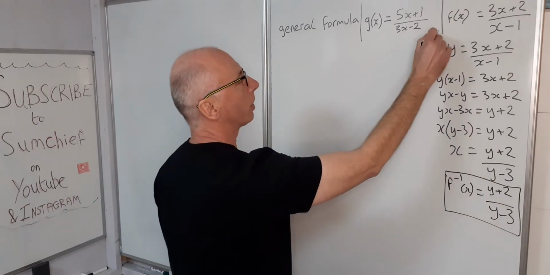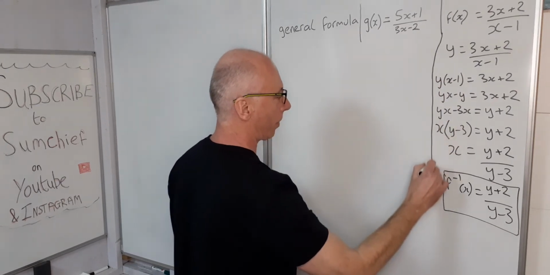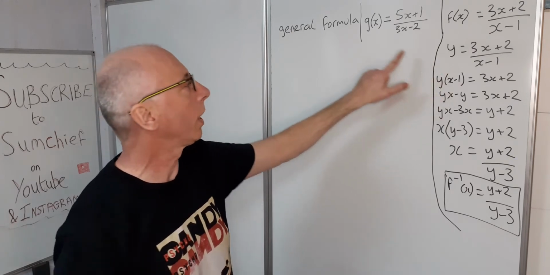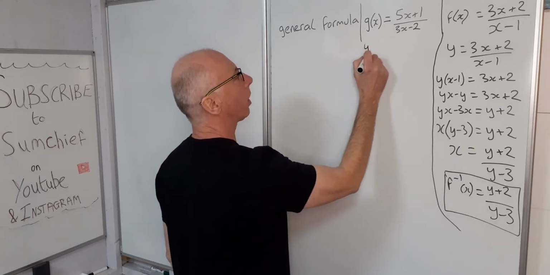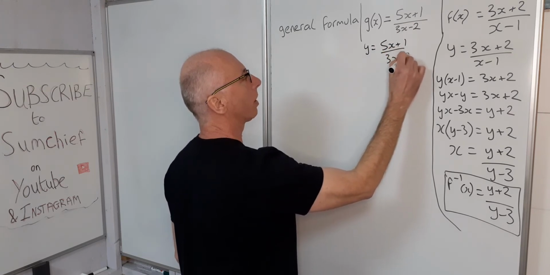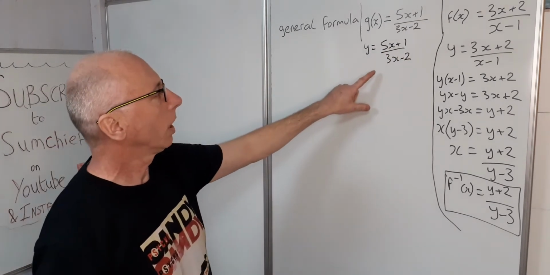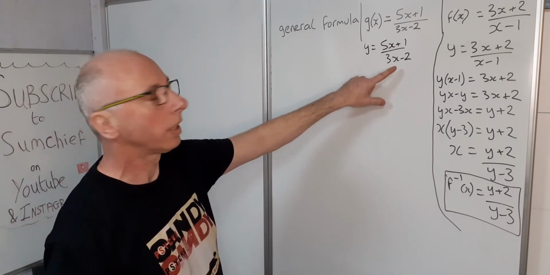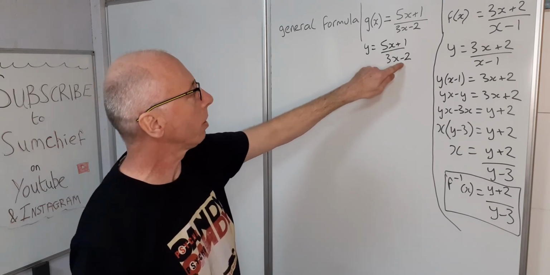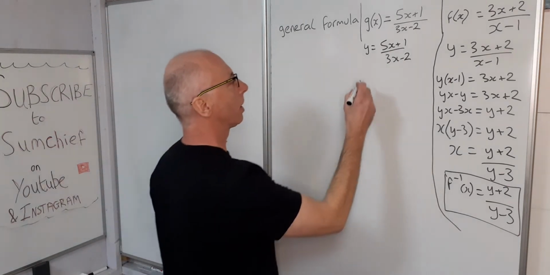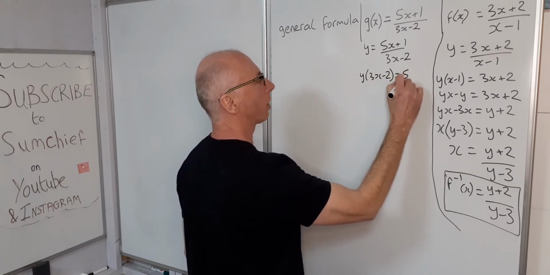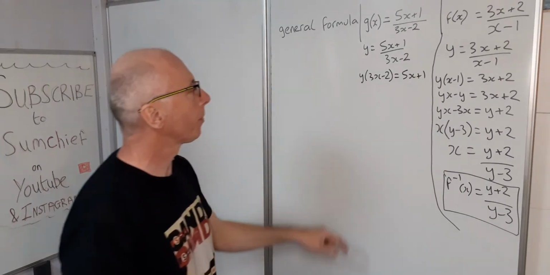Now let's go for this one. Just block that line off there, keep that separate. So again, as before, substitute a y in for the g of x. So y equals 5x plus 1 over 3x minus 2. Okay, now what we're going to do, as we did before, is multiply both sides by 3x minus 2, which will make this one disappear, bring it over onto this side. So we get y(3x minus 2) equals 5x plus 1.